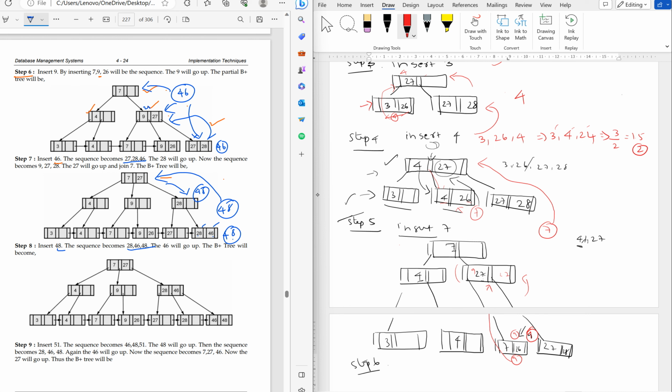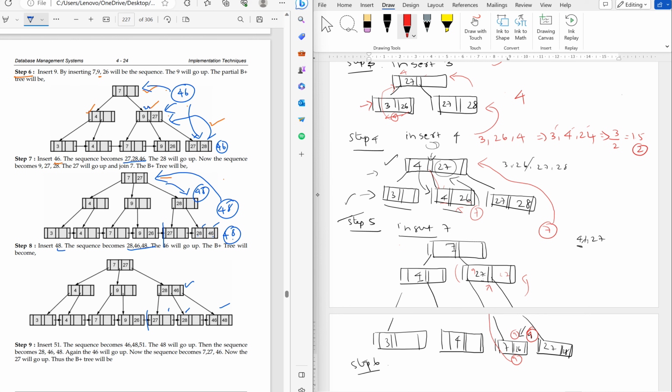So that 46 is pushed up since there is space here. 46 is accommodated, and then again we have to reorder. So up to this, the same thing will be coming. Level is then 27, so 28 is 27, and then between 28 and 46 is 28, and greater than 46 is 46 and 48.